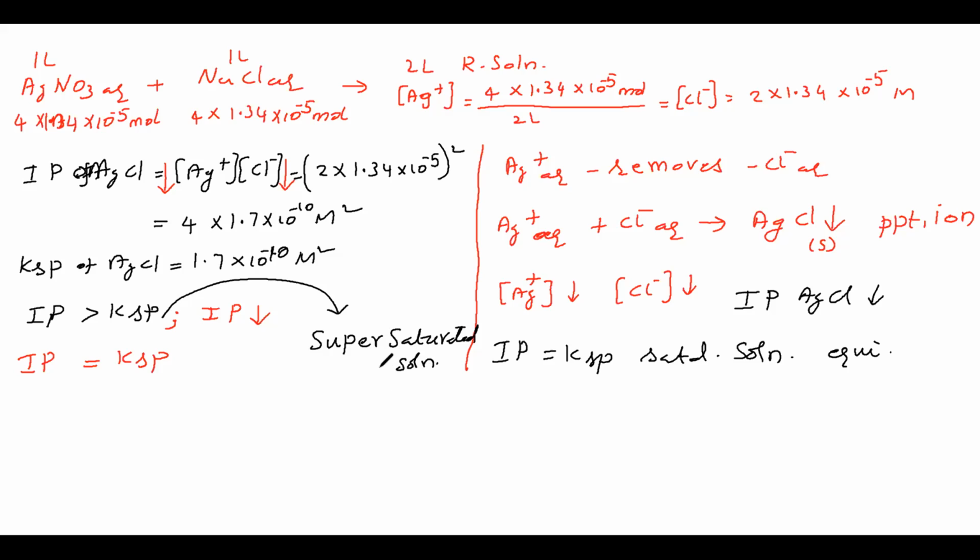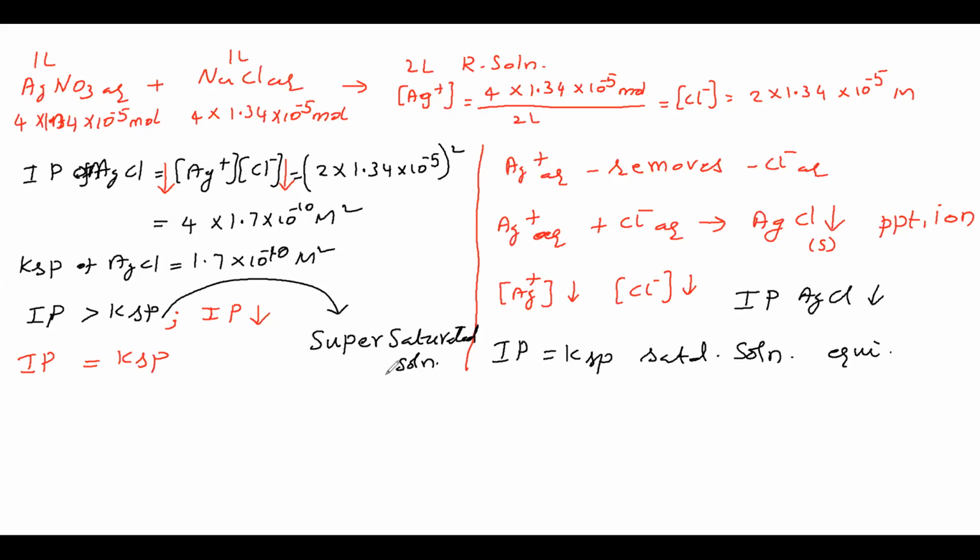Number two, the condition of a supersaturated solution is not room condition. It is on either side, meaning either lower or higher when compared to room condition. So now the ionic product is greater than the solubility product.